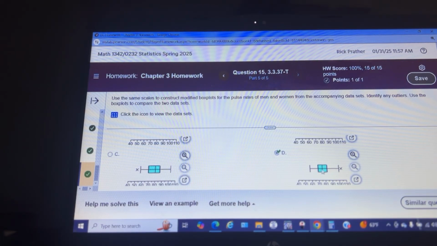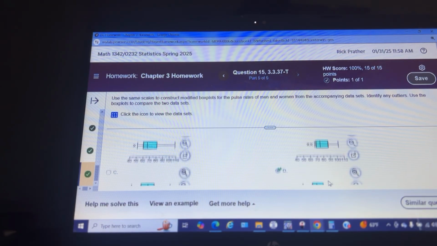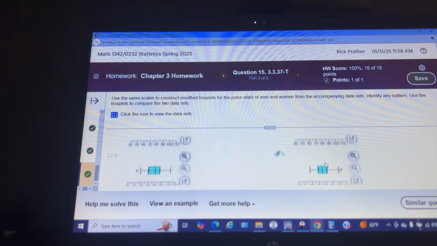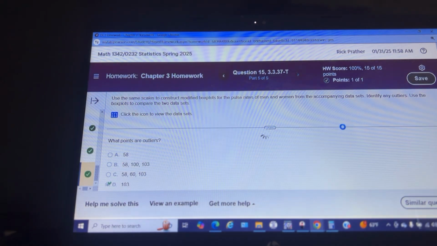So both of their boxes had a width of about 15. So that's why they're saying their variation's similar. This goes from 60 to 75, and this box goes from 70 to about 85. So at least that's the similar part they're talking about. Okay, so now I got 100% on chapter 3, and now you should be able to do any problem in chapter 3.